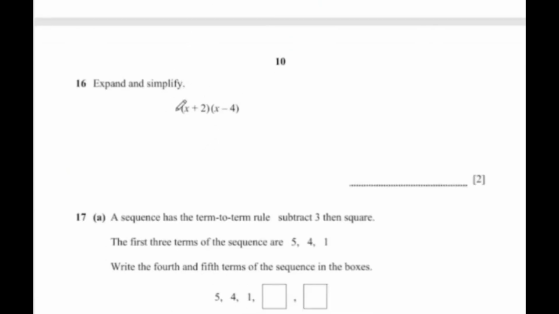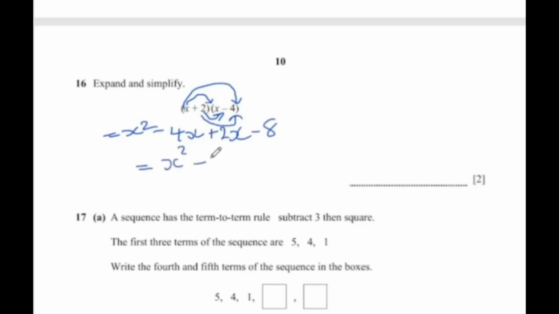Expand and simplify. So we open this: x times x gives us x squared. x times minus 4 gives us minus 4x. Then 2 times x gives us plus 2x. 2 times minus 4 gives us minus 8. So this gives us x squared minus 2x minus 8. So this is the expansion.